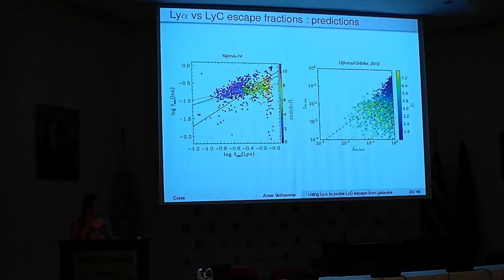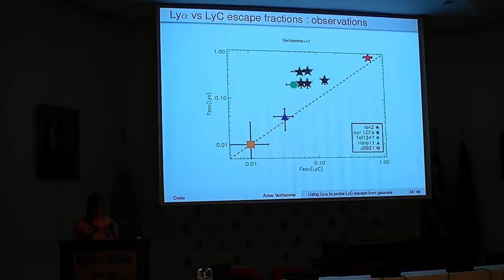Okay, about escape fraction, we expect that the Lyman alpha escape fraction would always be higher than the Lyman continuum escape fraction, except when you have an extremely high Lyman continuum escape fraction, above 80%, where you start to produce less Lyman alpha emission. And that is what is seen in the models, and the data also show that the Lyman alpha escape fraction is higher than the Lyman continuum escape fraction for our local leakers. This is the one-to-one relation.